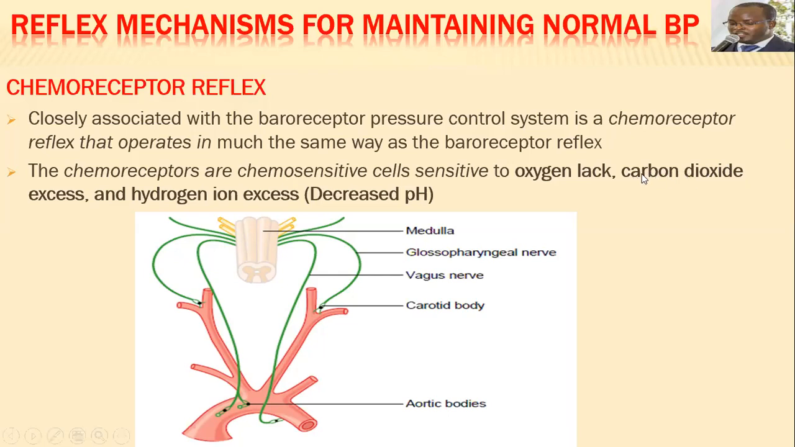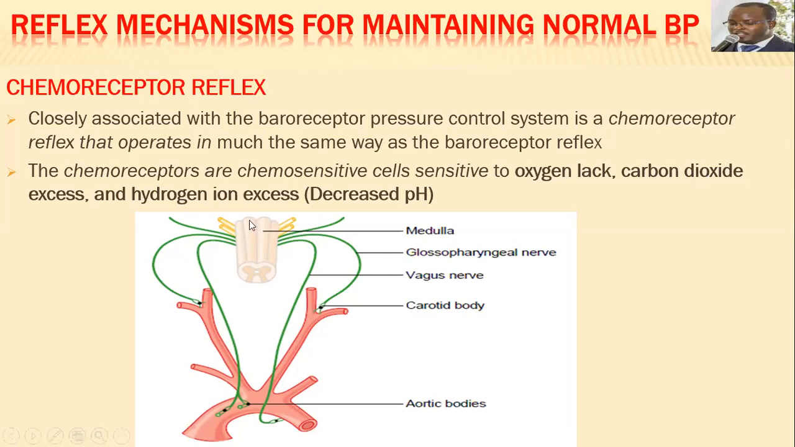If carbon dioxide is accumulating, it means the blood pressure is reducing. So the metabolites from the tissues are not being transported. That's why you have an increase. So it's going to stimulate these chemoreceptors. They'll fire action potentials to the medulla oblongata. Then it will know that the blood pressure is reduced.